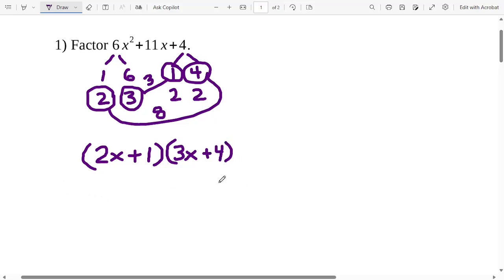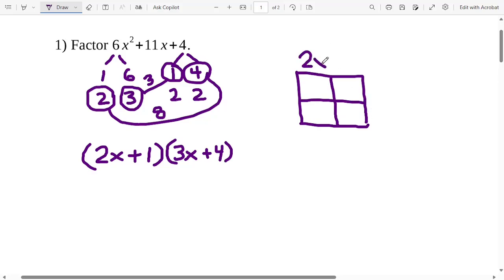Okay, so we think we have the factored form. What I encourage my students to do is to, of course, check. So we can check via using a Punnett square or FOIL or double distribution, whatever you prefer. I kind of think the Punnett square is a neat way to check. It's just another way of organizing the multiplication of two binomials. So I'm going to have 2x here, 1 here, 3x here, and 4 here. So if I do 3x times 2x, I get 6x squared.